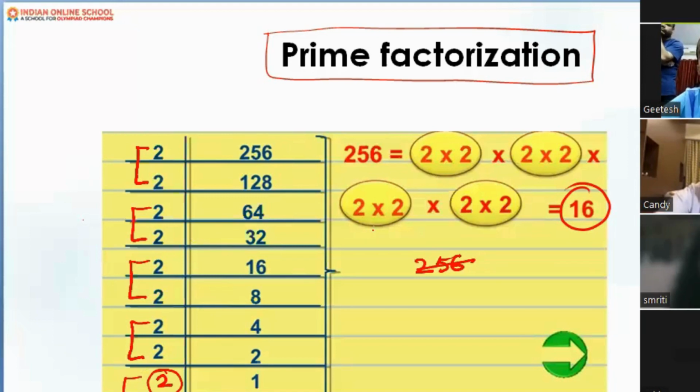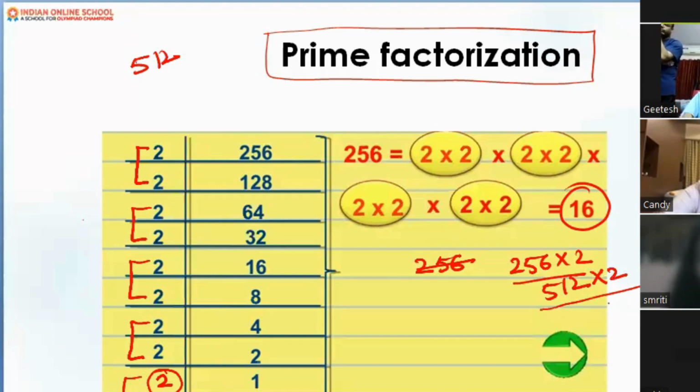So 512 is not a perfect square, ma'am? Yes, 512 is not a perfect square, because 256 times 2 gives us 512. If we multiply this 512 by another 2, what do we get? We are getting 1024, and this 1024 becomes a perfect square.